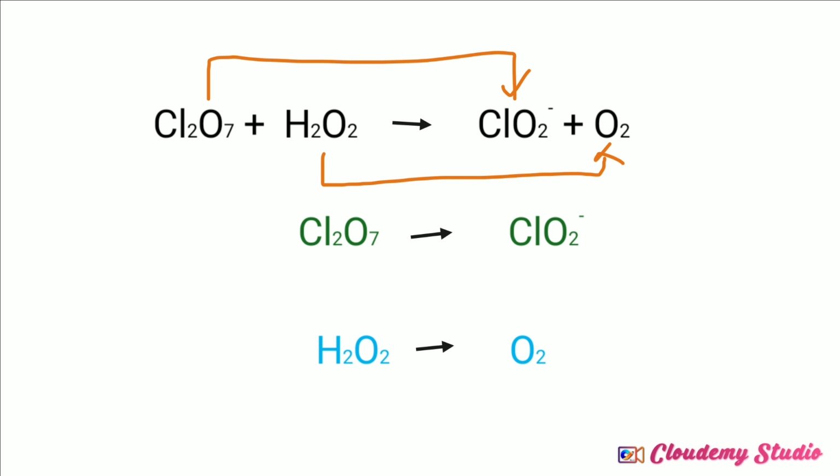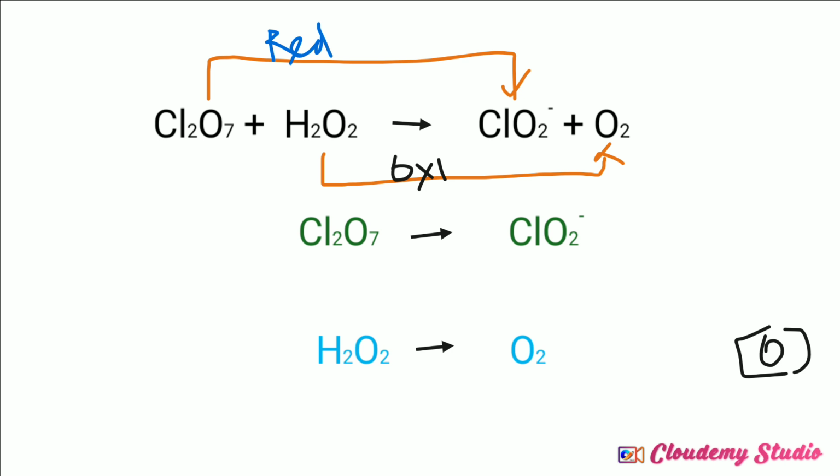This change, what is that? This is oxidation, because loss of electron takes place. Oxidation, loss of electron, loss of hydrogen takes place. So this is oxidation. The opposite, another change, will be reduction.